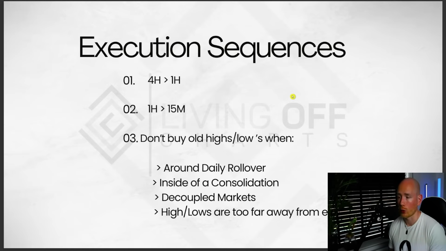We have the 4 hour to 1 hour, and then we have the 1 hour to the 50-minute. These are the two sequences I use, and the variations I use upon them always stem from the order pairing in these sequences. Now, you don't want to buy all the highs and lows when you're around daily rollover. So that's when the candle closes and the new daily candle starts.